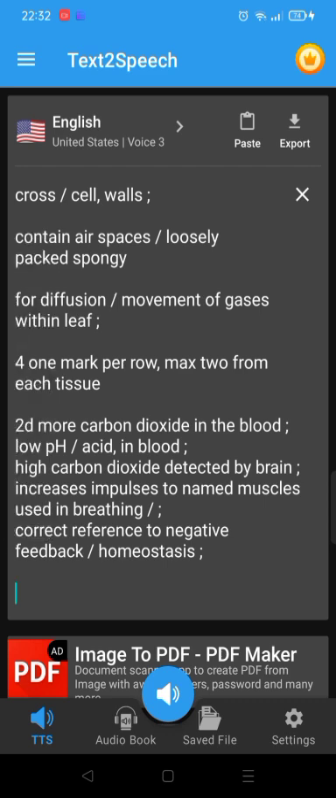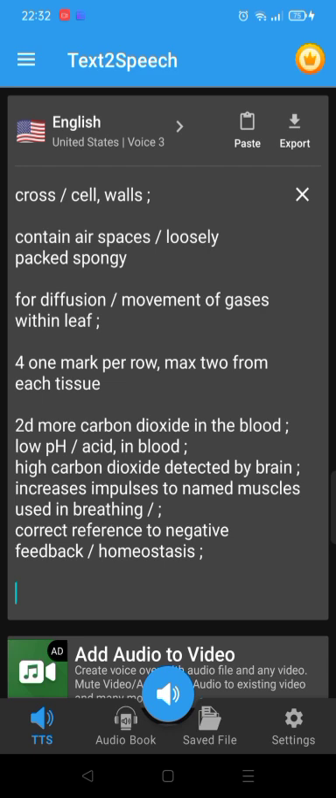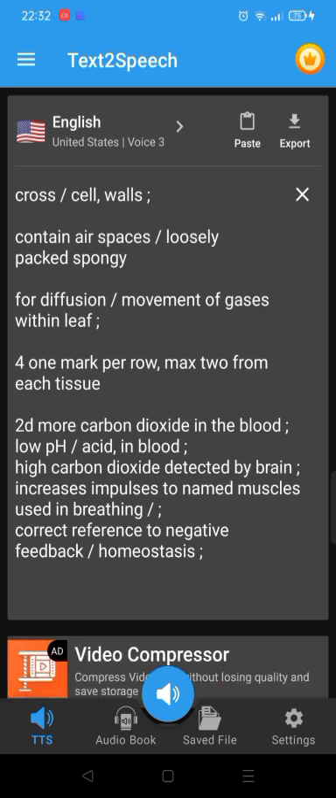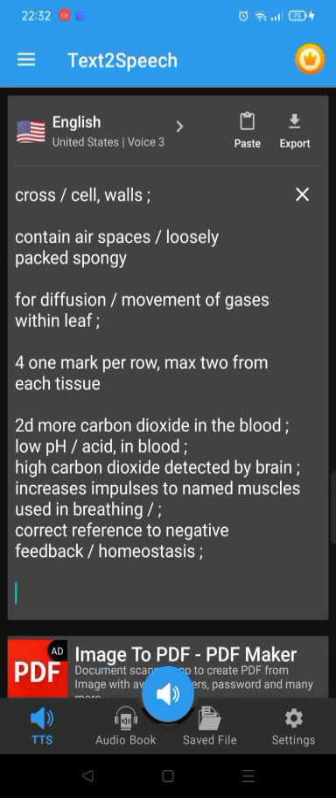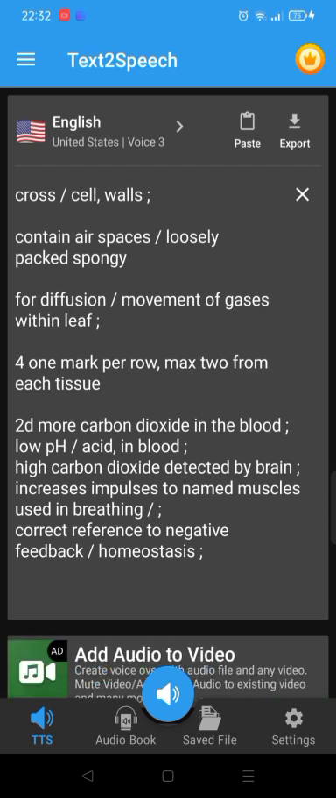Gas exchange. Feature, adaptation: contains many chloroplasts. Palisade: trapping light energy. Vertically, tightly packed columns. Shaped to maximize light received by cells, reduce number of cross cell walls. Spongy: contain air spaces, loosely packed, for diffusion, movement of gases within the leaf. One mark per row, maximum 2 from each tissue.